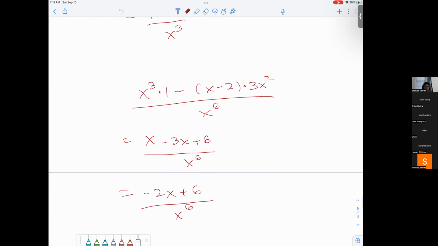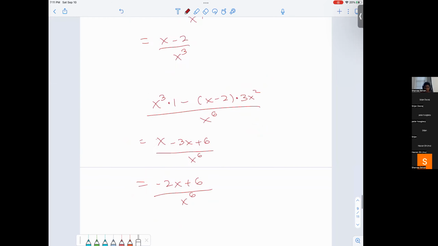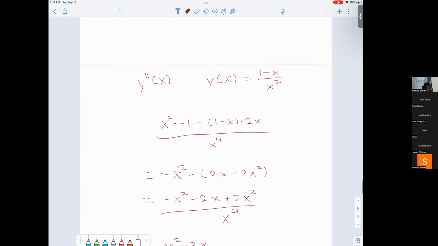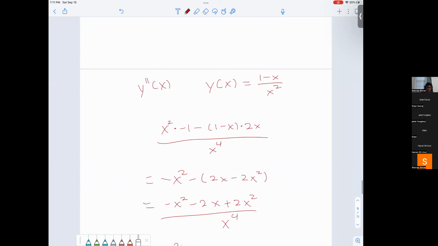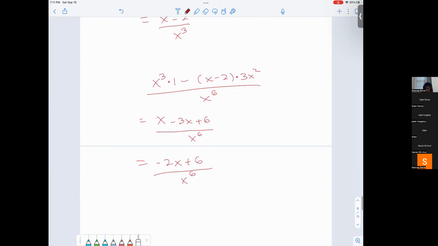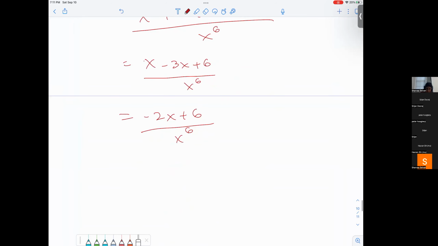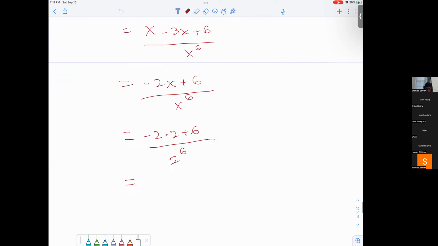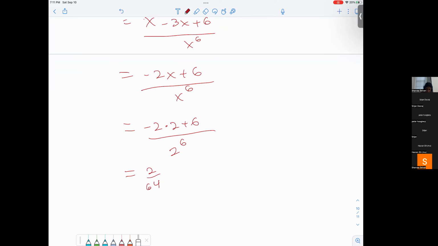And so when you take higher and higher order derivatives, all it requires is a lot more work, and you just have to make sure you keep taking the derivative until you get to whatever you want. Sometimes you'll see problems say, what is the second derivative of x, but they give us a value of x. Say they say at x equals 2. Now we simply have to plug in our value of x is 2. So we plug in negative 2 times 2 plus 6 all over 2 to the sixth, which is 2 over 64, or 1 over 32.